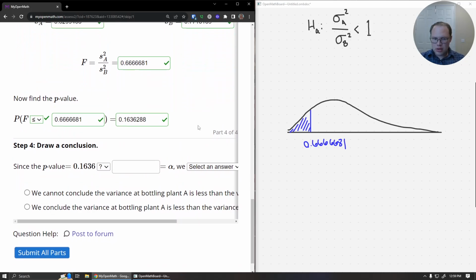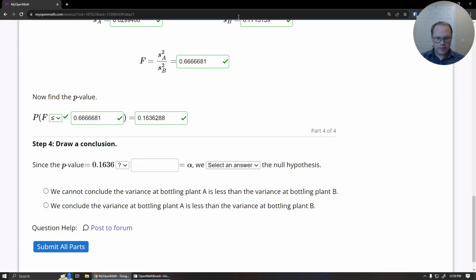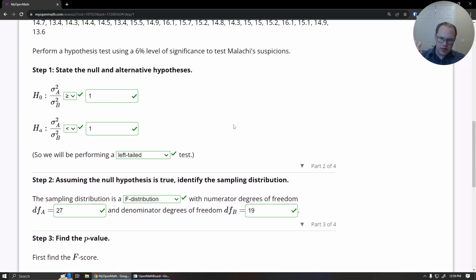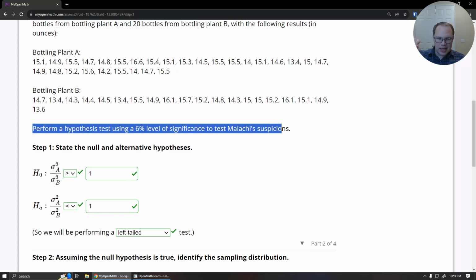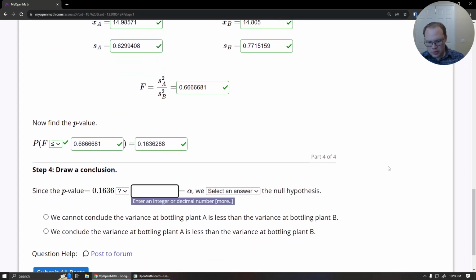Okay. Now let's draw a conclusion. We have the p-value equals 0.1636. We need to compare that to our level of significance alpha. So let's go back to the top. What was that level of significance again? We want to perform a hypothesis test using a 6% level of significance. So my alpha is 6%, or 0.06 as a decimal. In this case, the p-value is greater than or equal to alpha. When the p-value is greater than or equal to alpha, we do not reject the null hypothesis. We do not have enough evidence to accept the alternative. Okay?